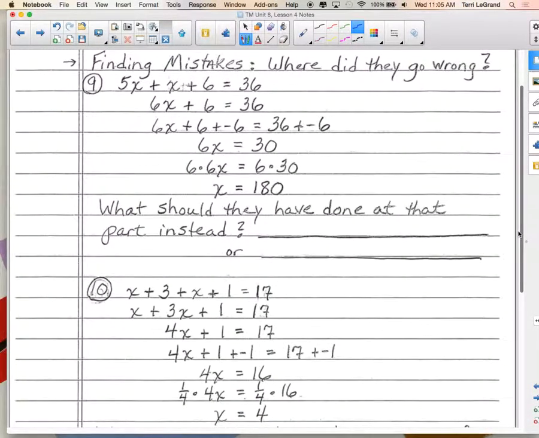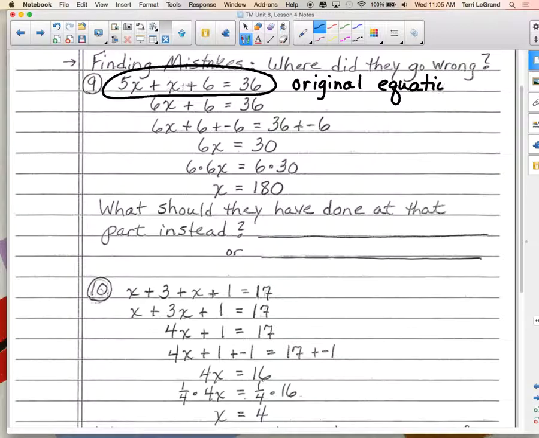Okay, so here is our original equation. Why don't you go ahead and just circle this. This is the original equation. So put that in your notes. So here's how it starts, and we're just going to follow along through their process of solving and see if we can figure out where they went wrong. Okay. Well, it looks like the next line says 6x plus 6 equals 36.